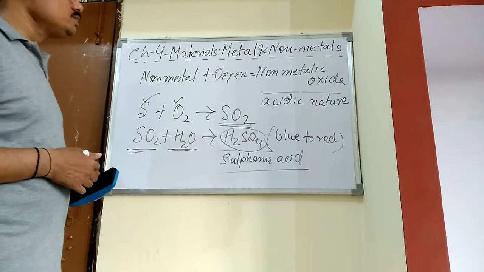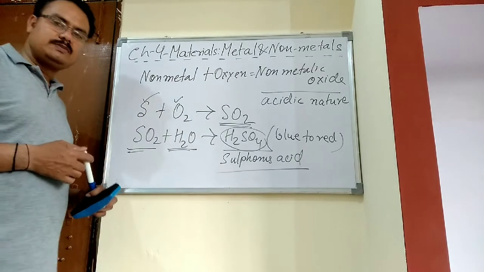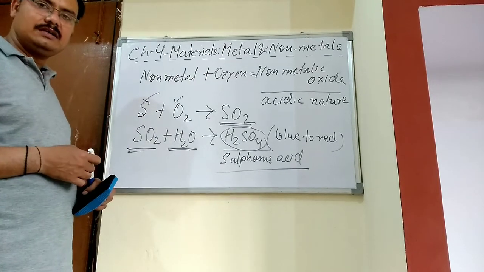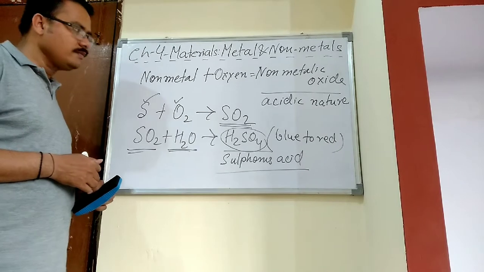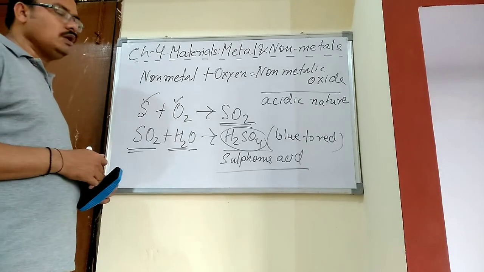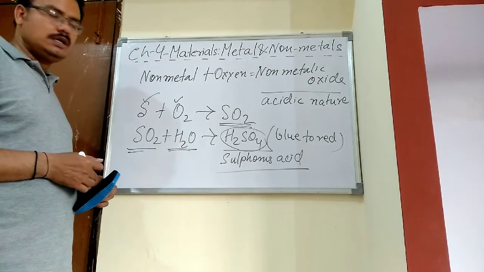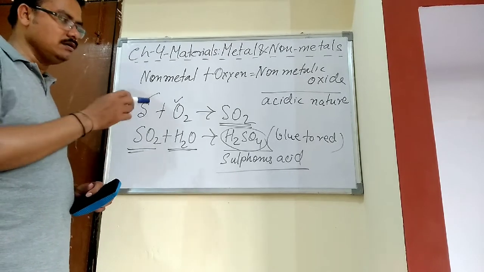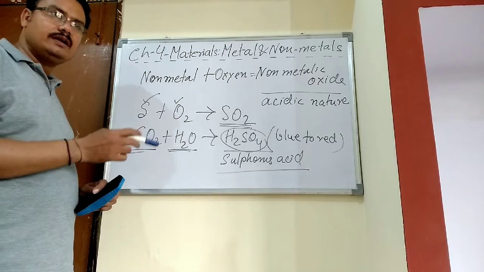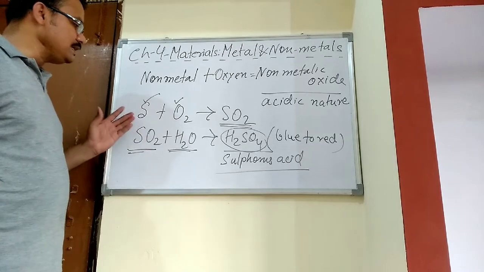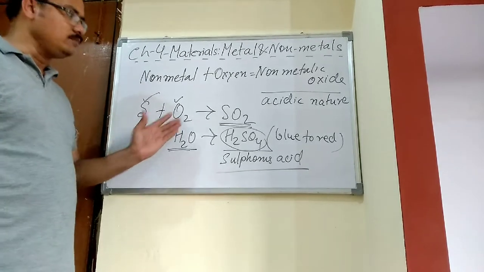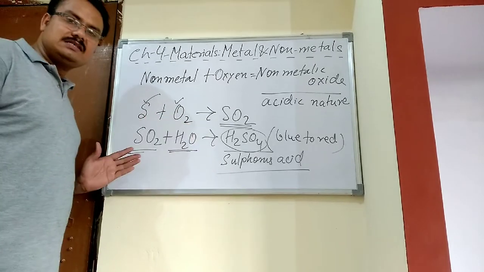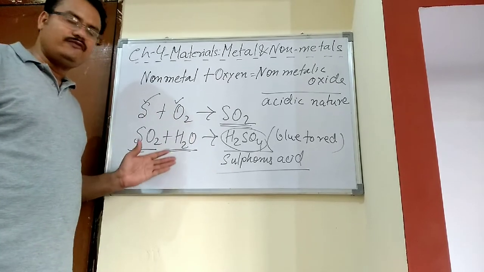So students, today I have explained corrosion, rusting, its preventive methods, and that when non-metals react with oxygen, they form non-metallic oxides, which are acidic in nature and turn blue litmus paper to red. By giving the example, I explained that when sulfur reacts with oxygen, it forms sulfur dioxide, and when sulfur dioxide reacts with water, it forms sulfurous acid.